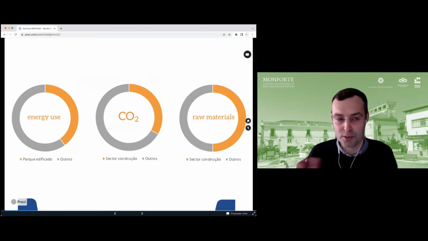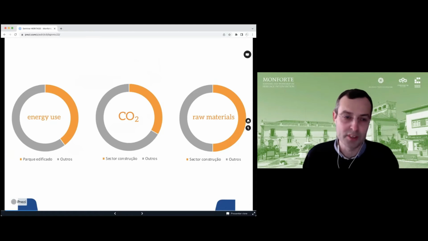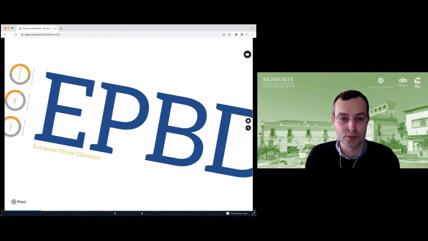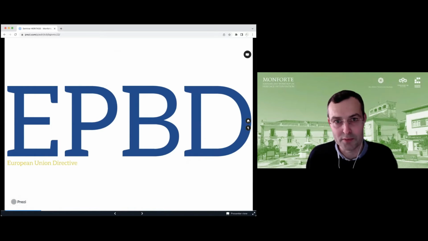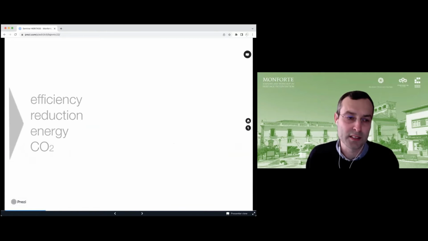We all know that it is responsible for more than 40% of the energy use, it is also responsible for more than a third of the carbon emissions, and it is also responsible for more than 50% of the raw materials used. So it is a building sector with a lot of environmental impacts, and a key sector to implement new strategies. As an example, one of the most famous directives from the European Union, with the goal of mitigating some of the problems that we have mentioned, is the Energy Performance of Buildings Directive.